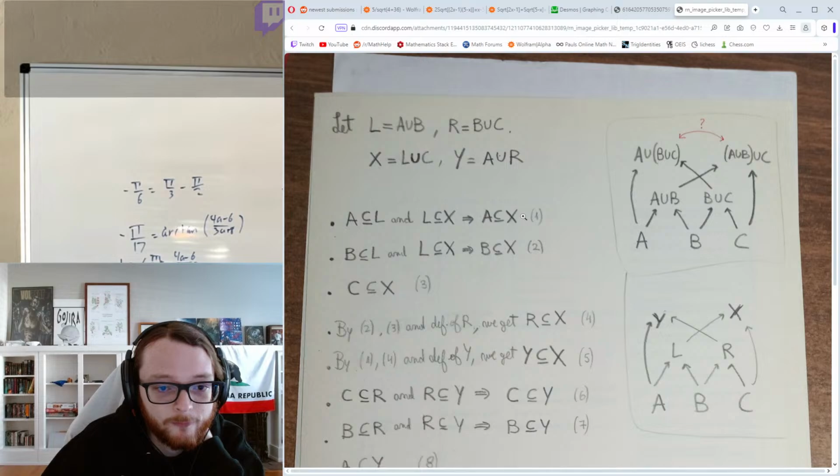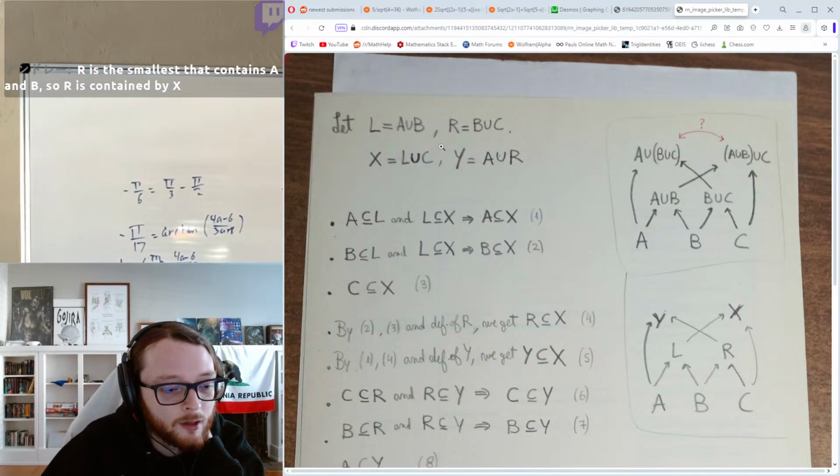By 1 and 4 in the definition of Y, 1 is A is a subset of X. 4 is that R is a subset of X. We get that Y, their union, must be a subset of X as well. Okay. R is a small set that contains A and B. Or wait, R is B and C, right? Well, I guess it's both, really. But I spy that I only looking at this up here, I guess.